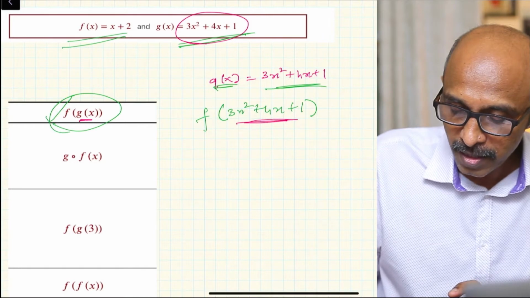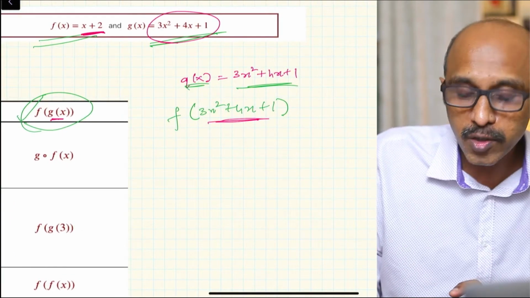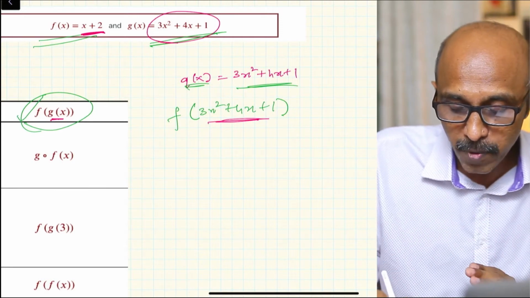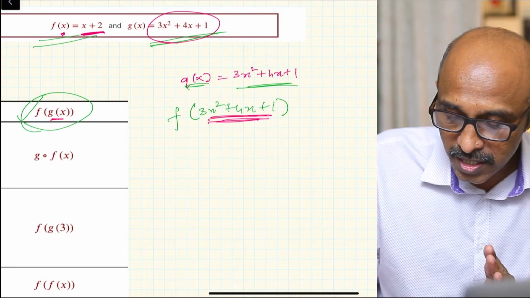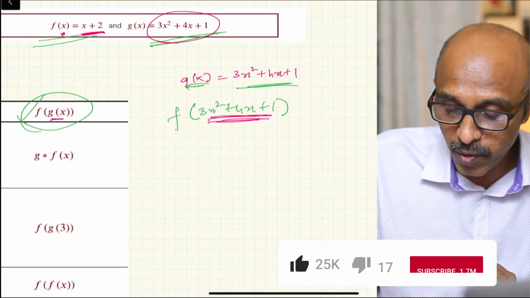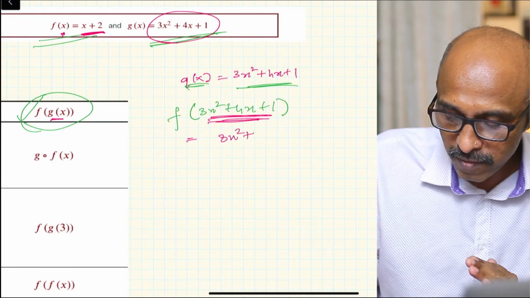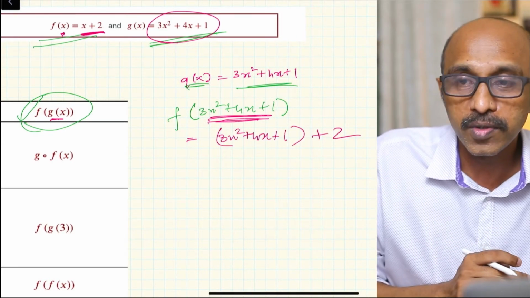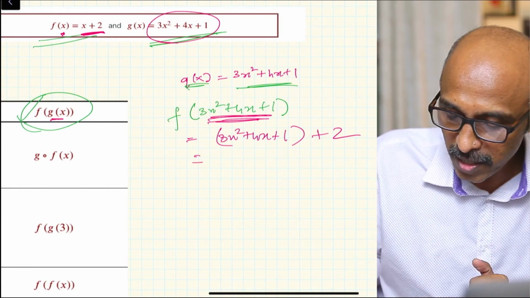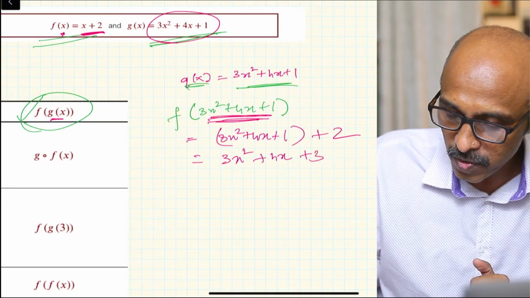You can see that? Now, how's f defined? F is defined as x plus 2. F of an input is input plus 2. The input now is this entire term, 3x squared plus 4x plus 1. So it would just be 3x squared plus 4x plus 1, that's the input, plus 2. Okay? So when you simplify that, that would simply come down to 3x squared plus 4x plus 3.